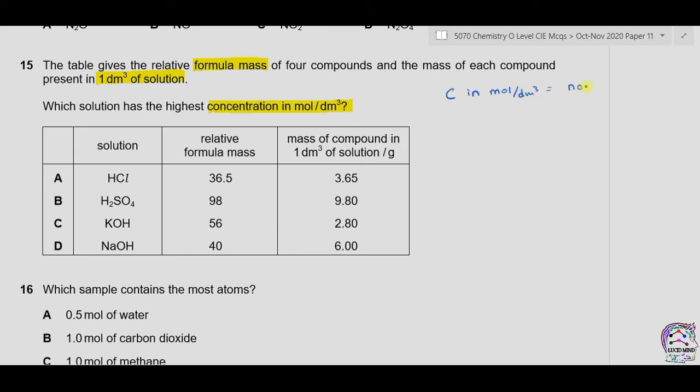number of moles divided by volume in decimeter cube. As the volume of solution is given as 1 decimeter cube, the number of moles will be the same as the concentration in mole per decimeter cube. We can find the number of moles by dividing mass by formula mass.